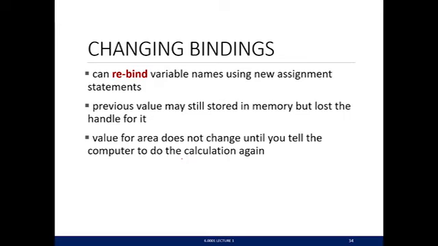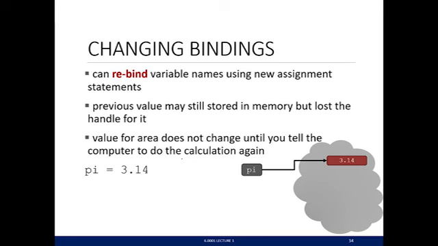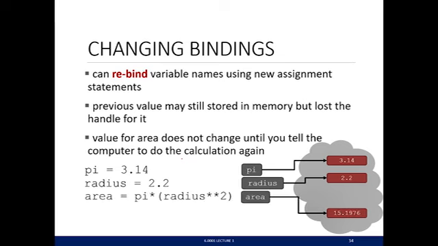Okay? So let's look at an example for that. Let's say this is our memory. Let's go back to the example with finding the radius. So let's say pi is equal to 3.14. So in memory, we're going to create this value 3.14. We're going to bind it to the variable named pi. Next line, radius is equal to 2.2. In memory, we're creating this value 2.2, and we're going to bind it to the variable named radius.